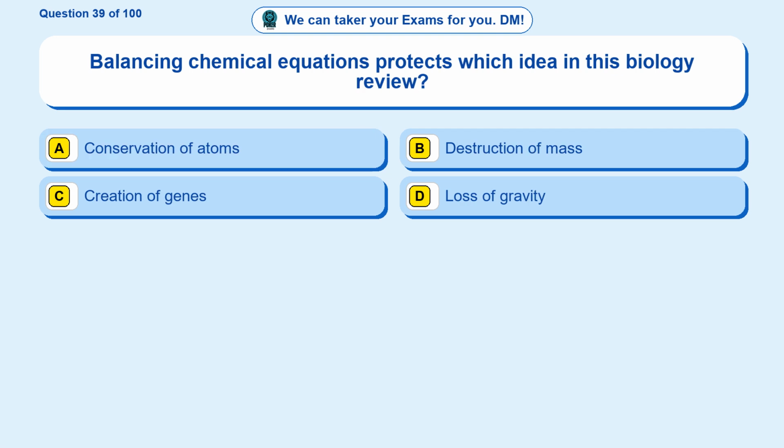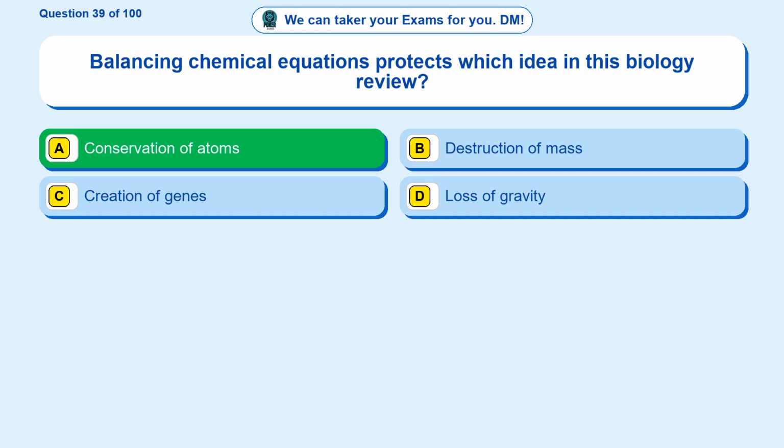Question 39. Balancing chemical equations protects which idea in this biology review? Option A, conservation of atoms. Option B, destruction of mass. Option C, creation of genes. Option D, loss of gravity. The correct answer is option A, conservation of atoms.